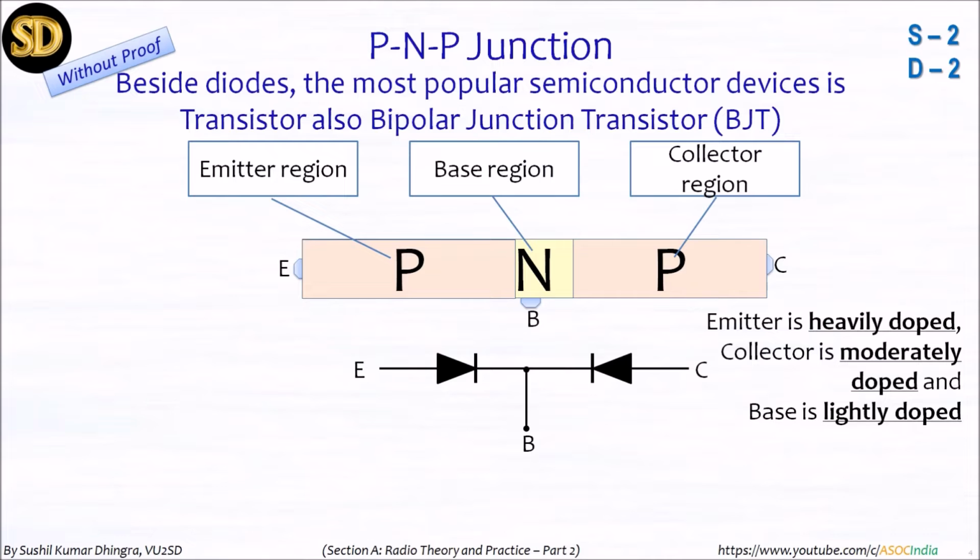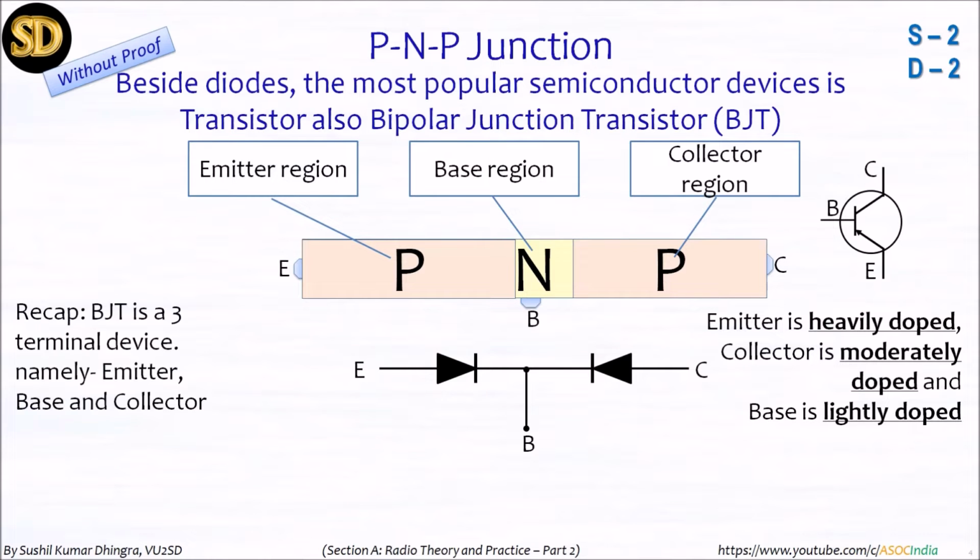Now, going on, this is the structure of the PNP transistor, and on the right center is its symbol. Same way, you have to recap here: the BJT is a three-terminal device, not like a diode, which is two-terminal, and the terminals are namely the emitter, base, and collector, as shown on your screen.